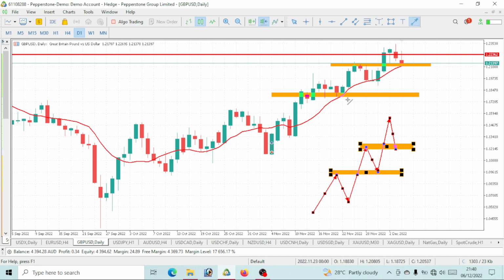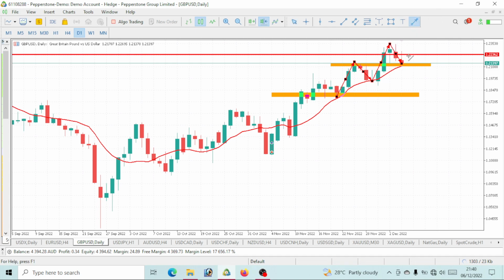So this is what we've gotten on GBP USD. So we would want to see something like this, an impulse move, correction, impulse move, then here comes the correction at this level. So price can eventually push up here.